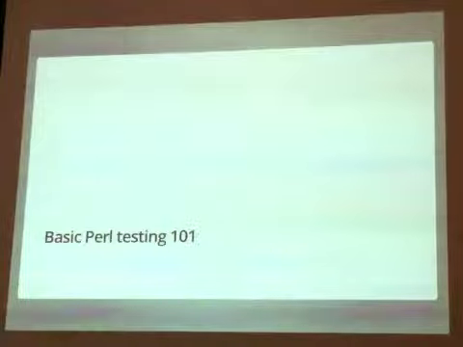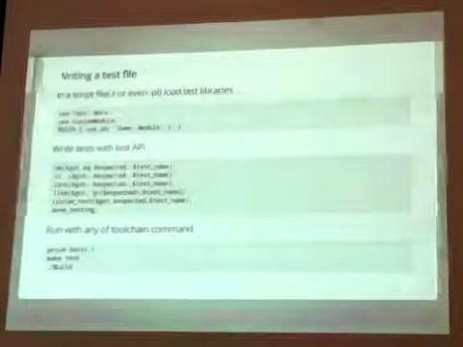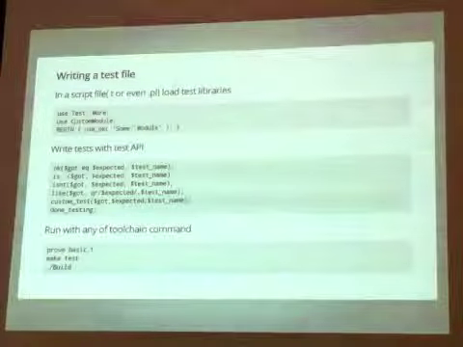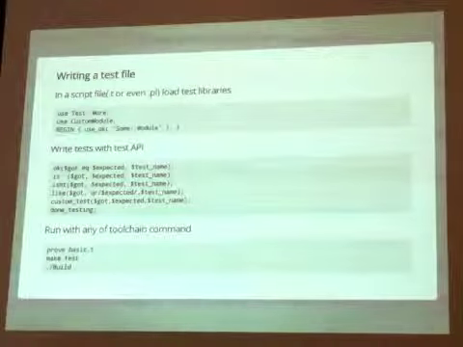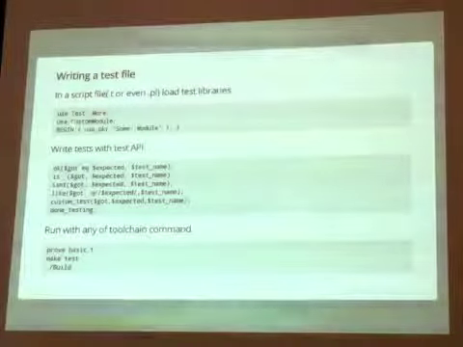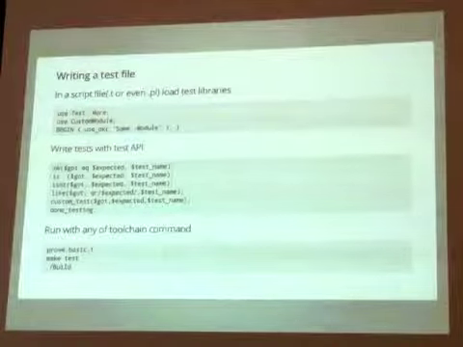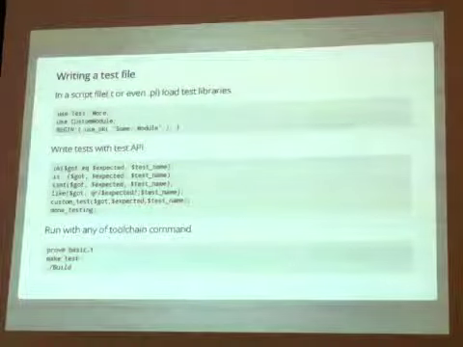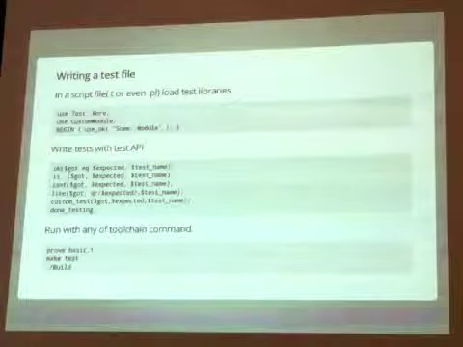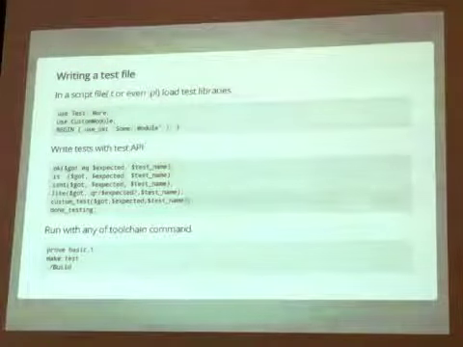I'll just go with the basic testing. How do you write a test file? Just go very quickly with it. It's called a .t file, or even .pl is also fine. You load your testing libraries, write your tests with your test API, and then run any of the tools' commands. The testing API is very simple. It says what you got and what you expect, and whether it works or not. If it works, the whole test runs through.